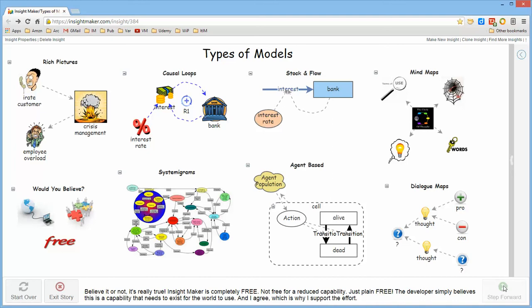So in the following lectures, you will find that Insight Maker is an amazingly capable environment to promote the development and sharing of relationship models to help us better understand the situations that we're trying to figure out how to deal with.